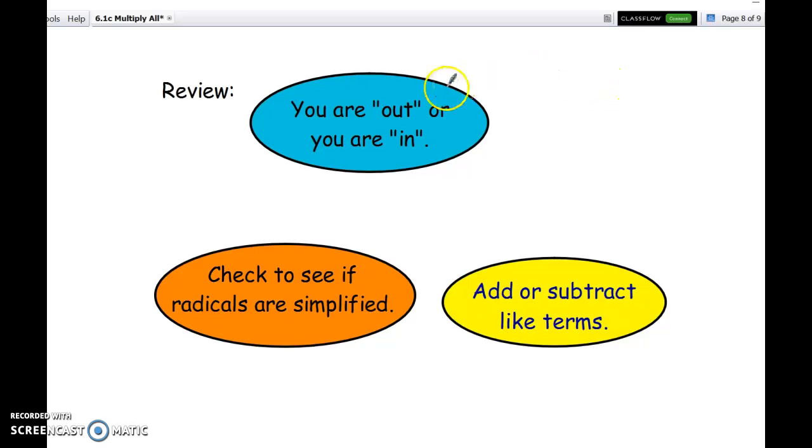Couple of reminders, you're either out or you're in. So you can multiply things outside of the jail together. You could multiply what's inside the jail together, but you can't take it and move it in or out. Check to see if radicals are completely simplified, so you don't want any perfect squares underneath the radicals, and then add or subtract like terms if necessary.